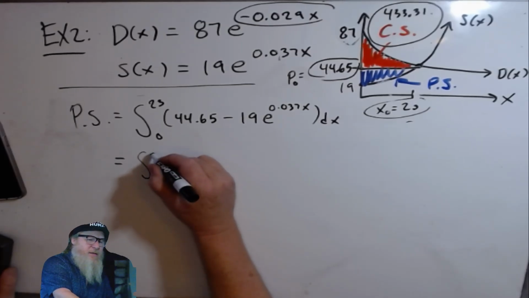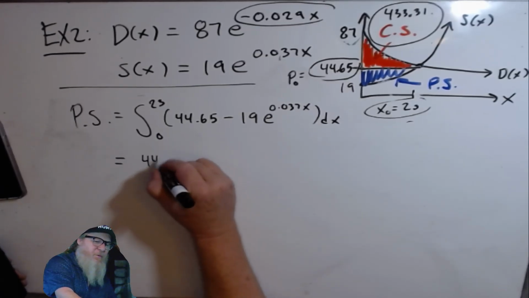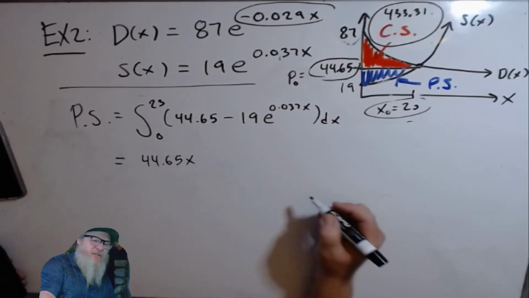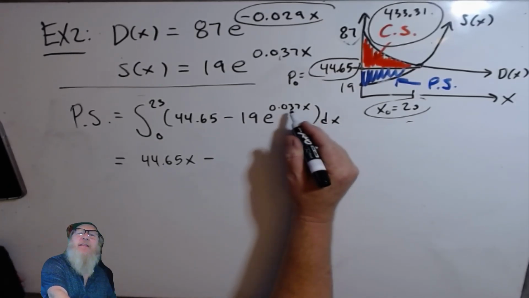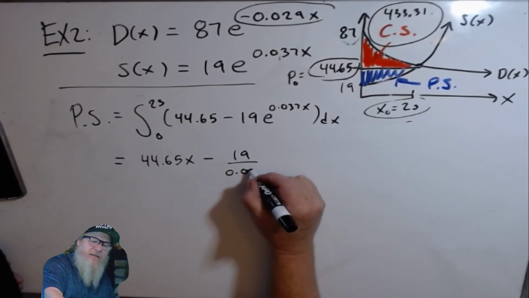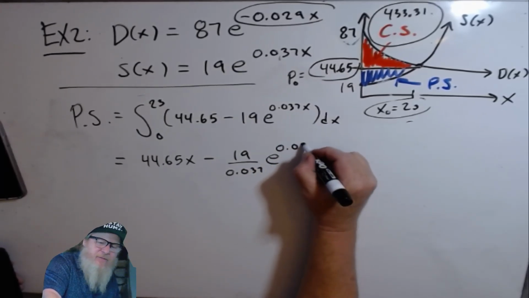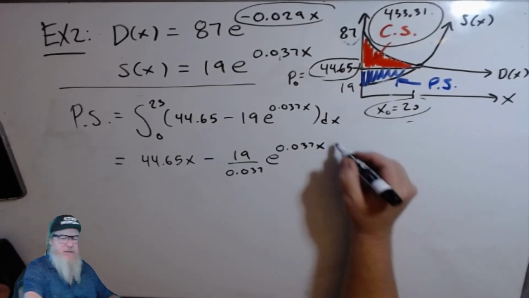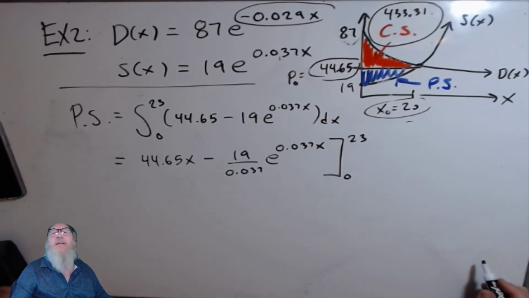All right. Well, let's just dive right in. Antiderivative: 44.65x minus, again, it's the same thing. There's your K, 19 over K, E, and then keep it exactly the same, 0.037x. And evaluate that from 0 to 23. It's that same recipe again.